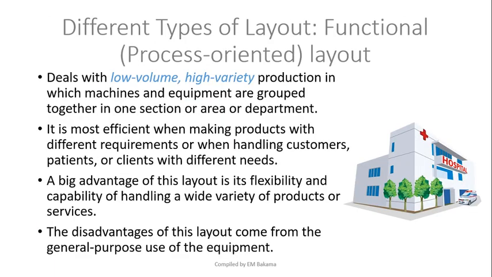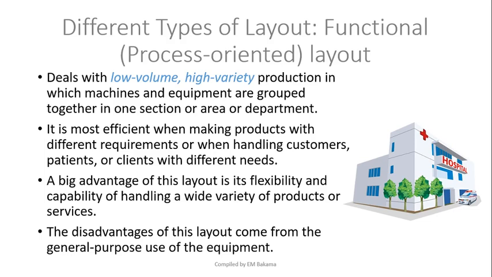Another type of layout is the functional layout. Sometimes it is also called the process-oriented layout. So this one here is a layout that deals with low volume but high variety. Low volume and high variety of production, in which machine and equipment are grouped together in one section or area, a department. It is most efficient when making products with different requirements, or when handling customers, patients, or clients with different needs.